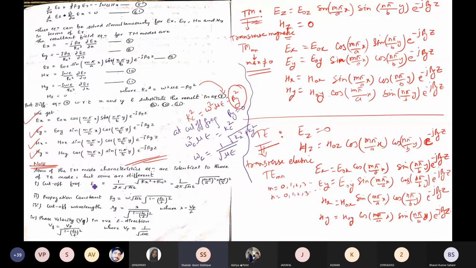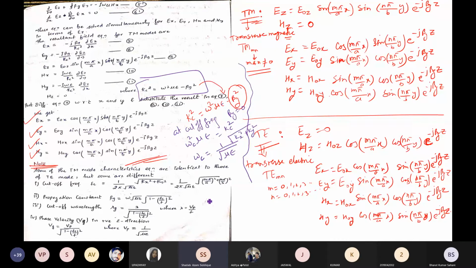Omega c can be written as 2 pi fc, and fc can be written as 1 by 2 pi root under mu epsilon, root under kx square plus ky square. From this equation we are able to find this terminology. So kx can be written as m pi by a, and ky can be written as n pi by b. So (m pi by a) whole square, (n pi by b) whole square.